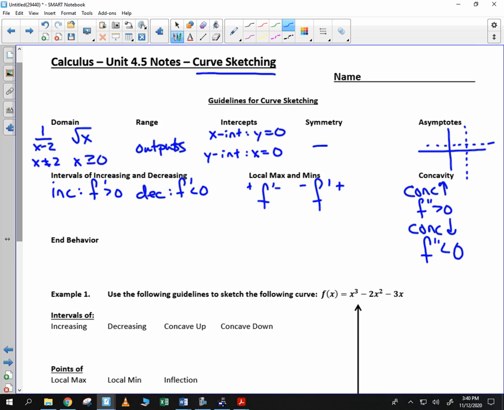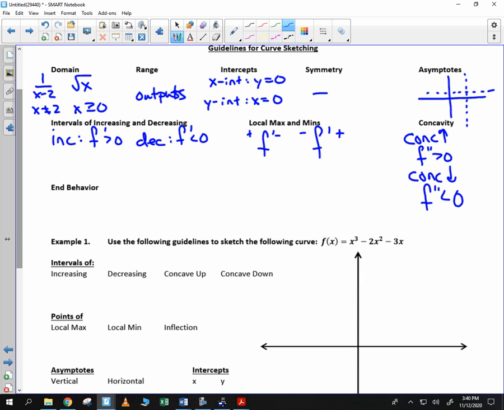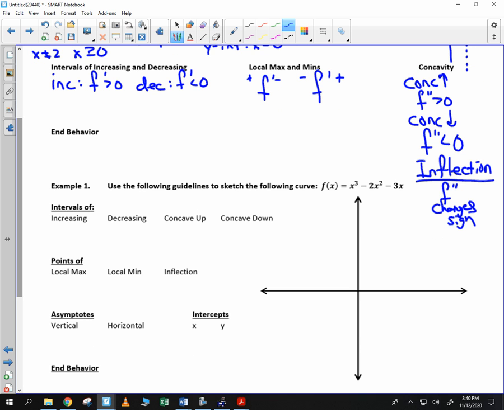And one thing that we missed here is our inflection points. An inflection point happens when f double prime changes sign. And finally, the end behavior of our function. So what happens as x goes towards positive and negative infinity?